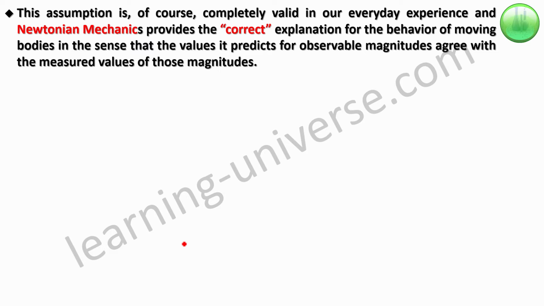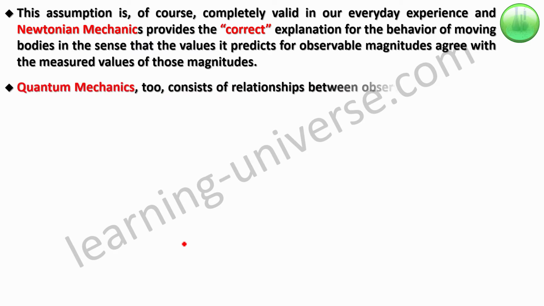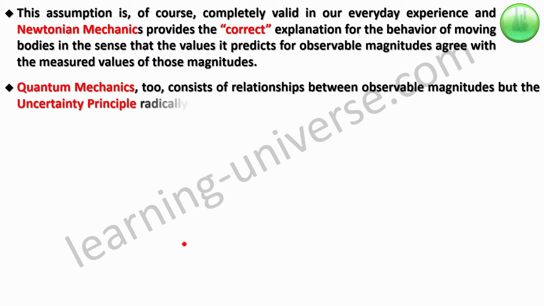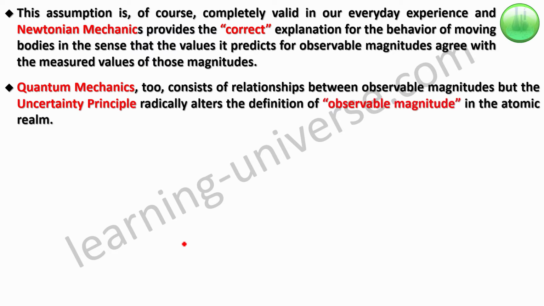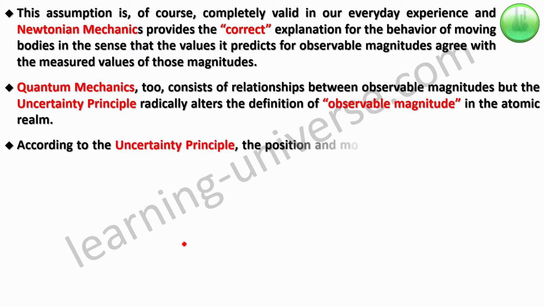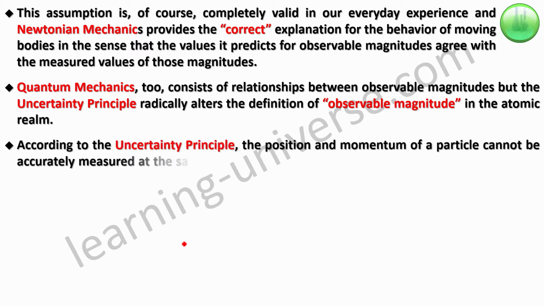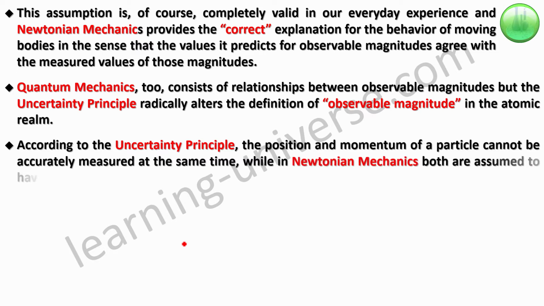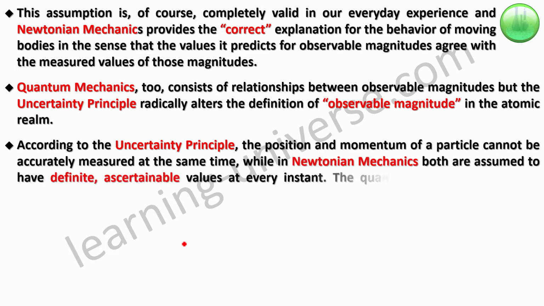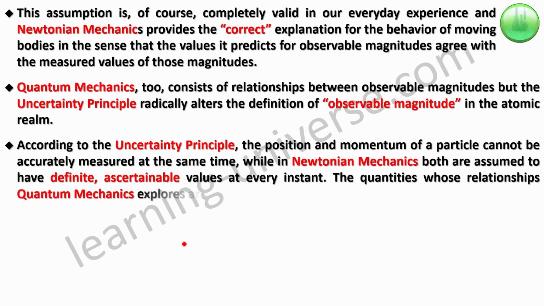Now, quantum mechanics, too, consists of relationships between observable magnitudes, but the uncertainty principle comes in the way of radically altering the definition of what is observable magnitude in the atomic realm. According to the uncertainty principle, which we have discussed in the last video, the position and momentum of a particle cannot be accurately measured at the same time. While in Newtonian mechanics, both are assumed to have definite, ascertainable values at every instant.